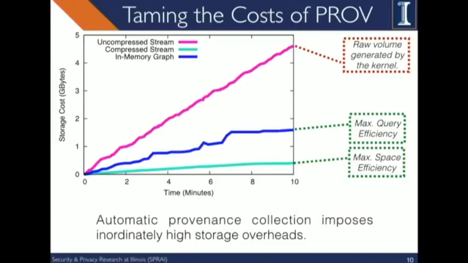I bragged about the speed with which we could query. That's on the order of maybe 20% storage cost. But this is obviously still a huge problem if we want to start thinking about recording this information for days, weeks, months.